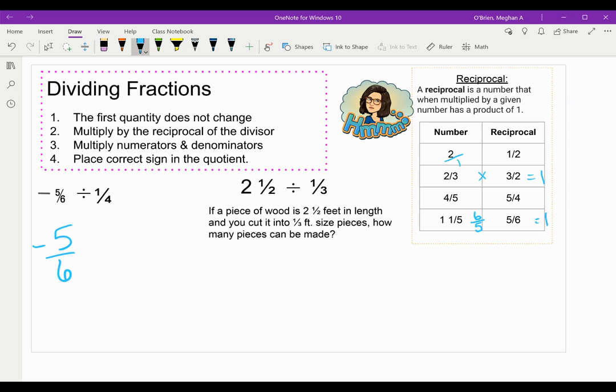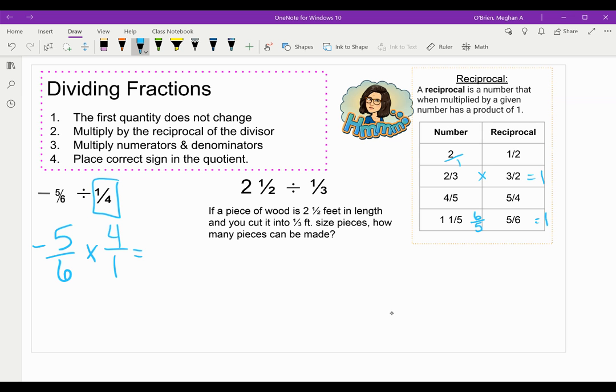And then step 2, multiply by the reciprocal of the divisor. And the divisor is what you're dividing it up by. The reciprocal of 1/4 is 4 over 1. So here we have changed it to a multiplication problem because, again, doing it this way, it's the same. And now we can apply our multiplication steps from last week to finish out this problem.